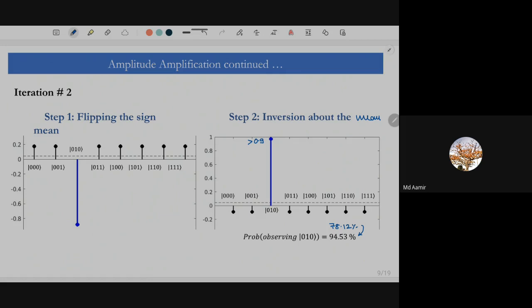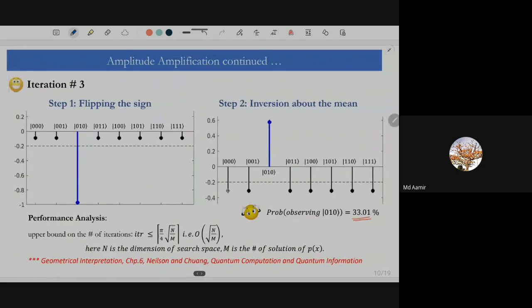Now let's do the same process again. From iteration 2, we'll go to iteration 3, and again do the flipping of the sign and inversion about mean, and then we'll see what we get. Flipping of the sign, and this 010 will again come negative, less than minus 0.9. And we calculate the mean. The mean is now on the negative side, and when we do the inversion about mean, we get the blue stick here. But when we calculate the probability of observing this 010, it is 33.01%.